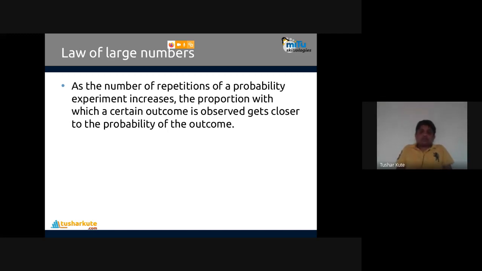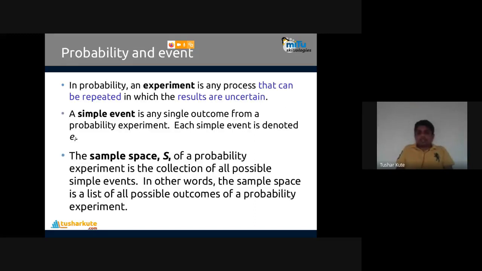As the number of repetitions in the probability experiment increases, the possibility of getting an accurate result will also increase. That's the law of large numbers, which is applicable to probability-based data modeling in data science. A few more terminologies that we need to be familiar with.